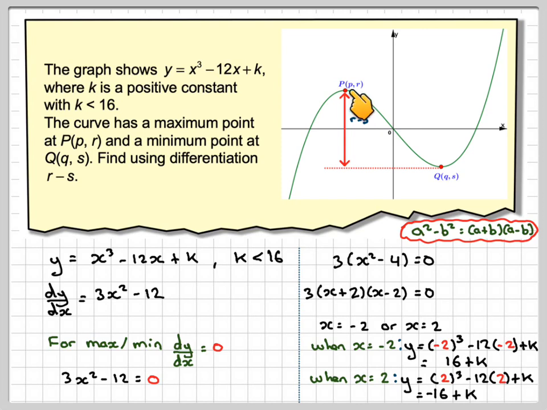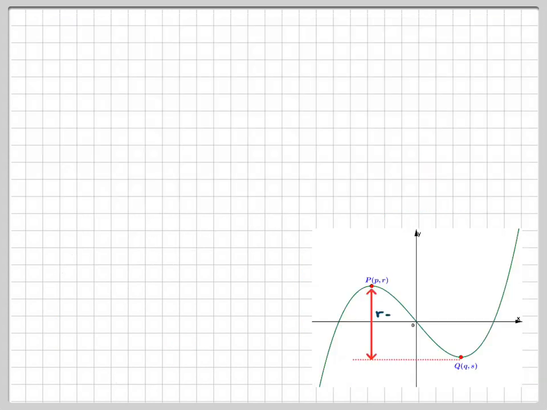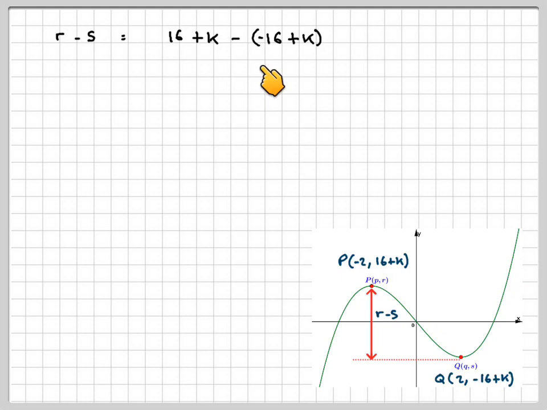Okay, so we want the difference between that coordinate and that one. So we look here. We've got p is minus 2, 16 plus k, and q is 2, minus 16 plus k. We want this distance here, r minus s, so it's that one minus that one. It's going to be 16 plus k minus bracket minus 16 plus k. So 16 plus k, minus makes a plus 16, and a minus and a plus makes minus k.